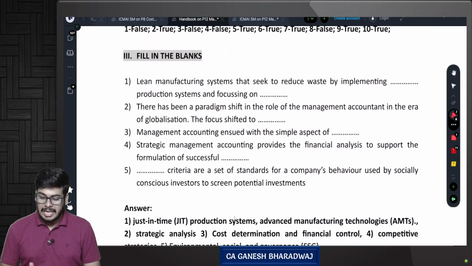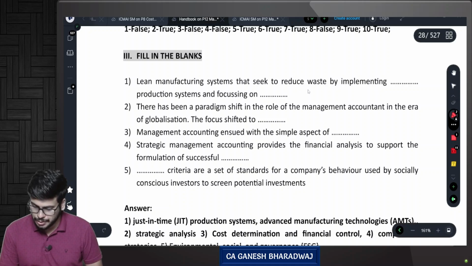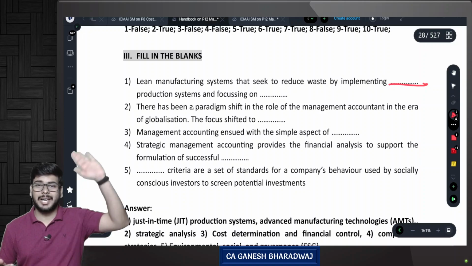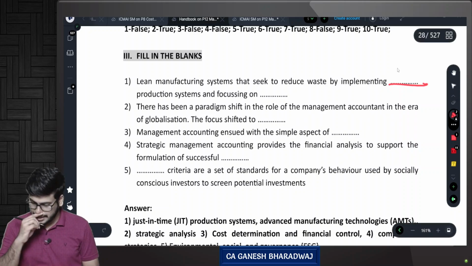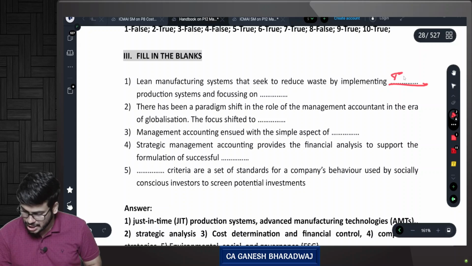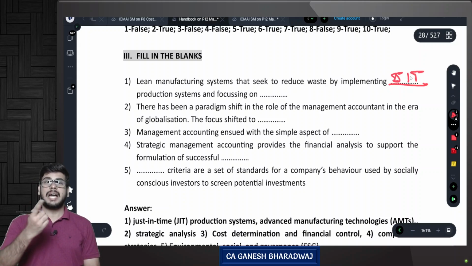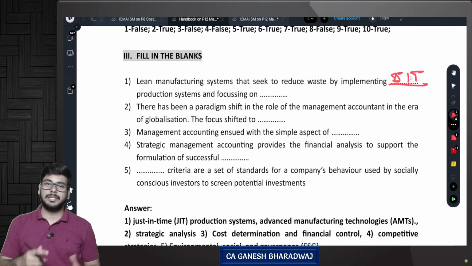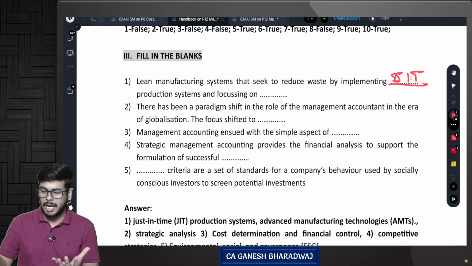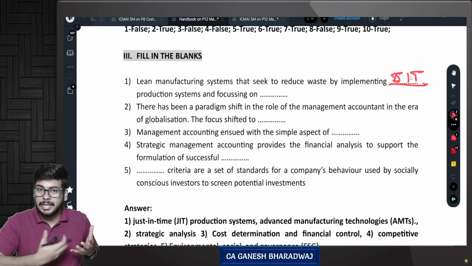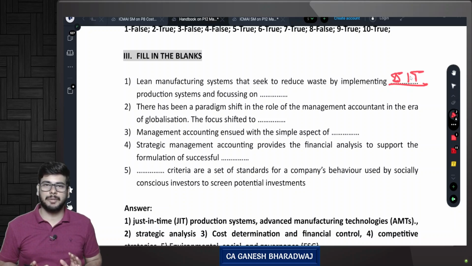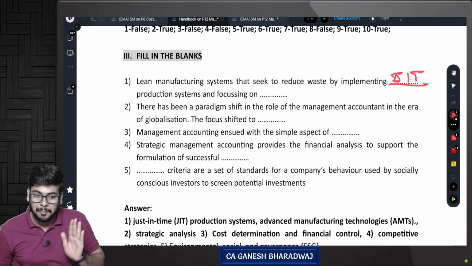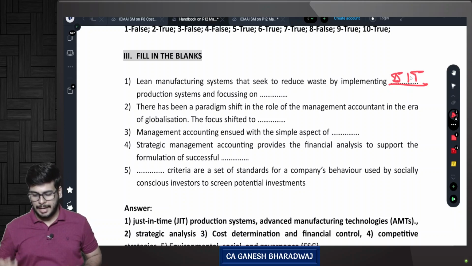Fill in the blanks. Lean manufacturing system that seeks to reduce waste by implementing dash production systems and focuses on dash. We saw that I underlined one area and I told you lean manufacturing system seeks to reduce the waste by implementing JIT manufacturing system, just in time. I gave that restaurant example. Only after you place an order, he will heat the pan or tawa and actually prepare the dosa and give it to you. Basically, this is a pull system. That is, only if a demand comes, I will actually produce the product. It is not a push system where product is produced and pushed into the market. Let the demand come and then I will produce it.